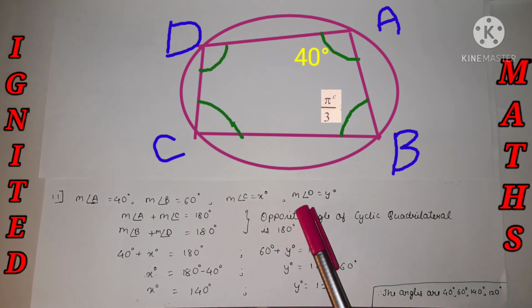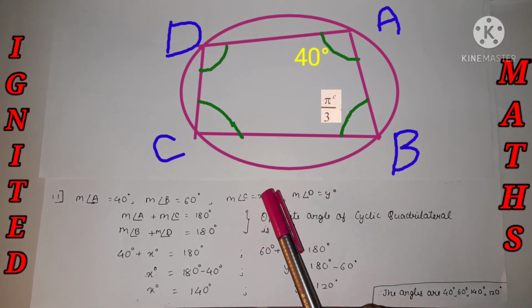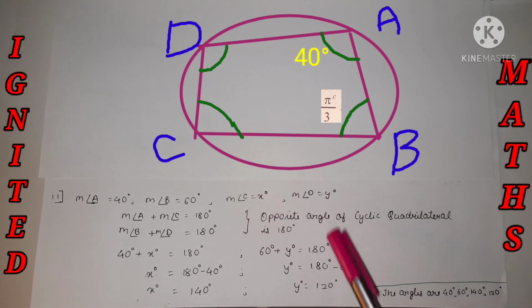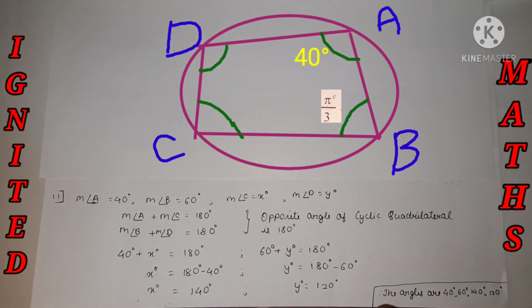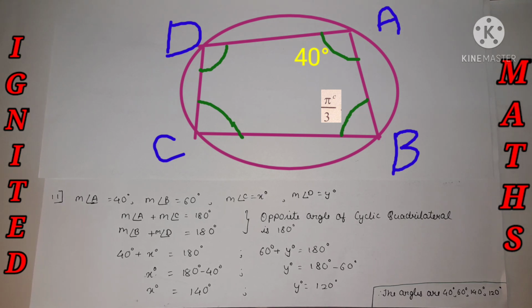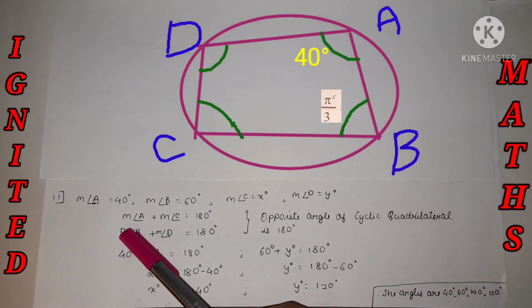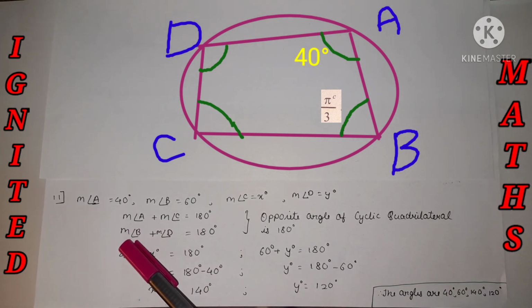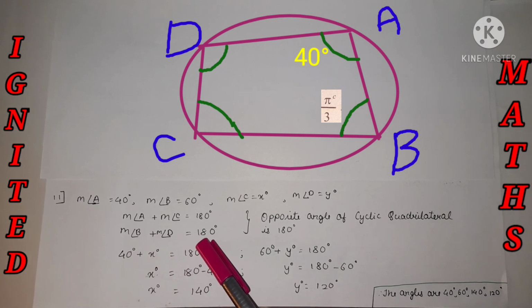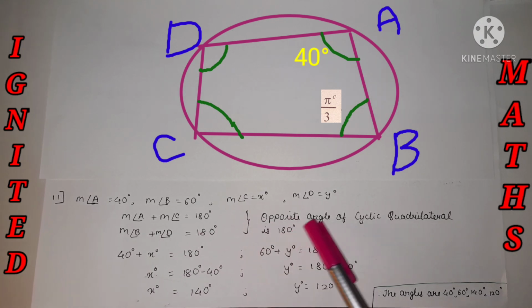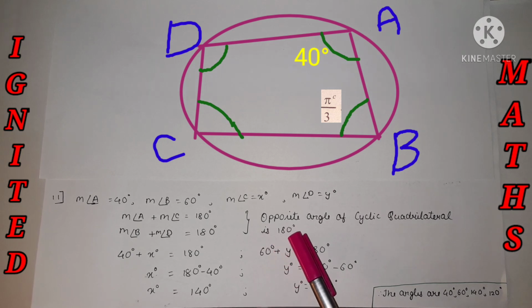And the measures of angles C and D we don't know, so we will put the values as x degrees and y degrees. That's what we need to find. The question is given as a cyclic quadrilateral, so we have the property that the sum of each pair of opposite angles of a cyclic quadrilateral is 180 degrees. That is, measure of angle A plus measure of angle C is equal to 180 degrees, and measure of angle B plus measure of angle D is equal to 180 degrees. By the property, opposite angles of a cyclic quadrilateral sum to 180 degrees.